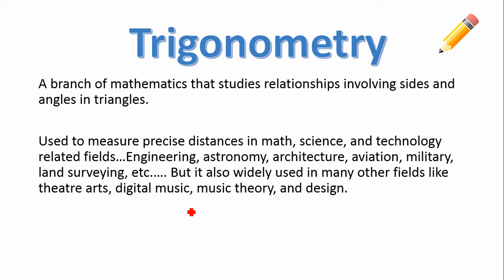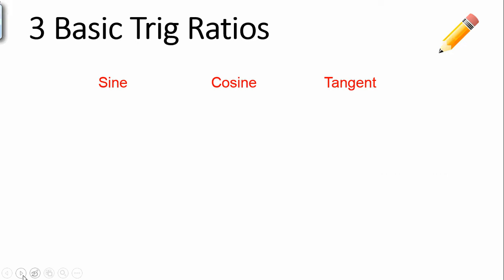But it's also widely used in other fields like theater arts, digital music, music theory, and design, places you wouldn't expect it. Trigonometry deals with understanding those ratios and understanding how to set up those ratios to help us solve problems. So for our geometry knowledge, we're going to just start with three basic trig ratios for right now. They are the sine, the cosine, and the tangent ratios. They are named that because the sides that they compare are different in each situation. So the sine ratio compares different sides of the triangle than the cosine ratio, and so on.